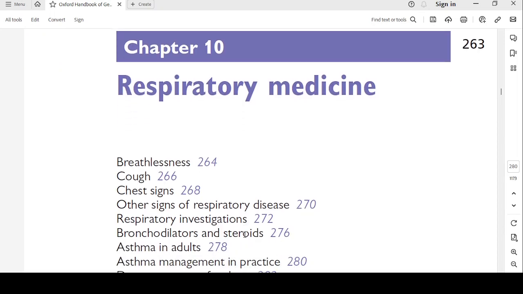So this is the end of the chapter cardiovascular disease. We are into the next chapter, respiratory diseases. Respiratory medicine, page number 263.